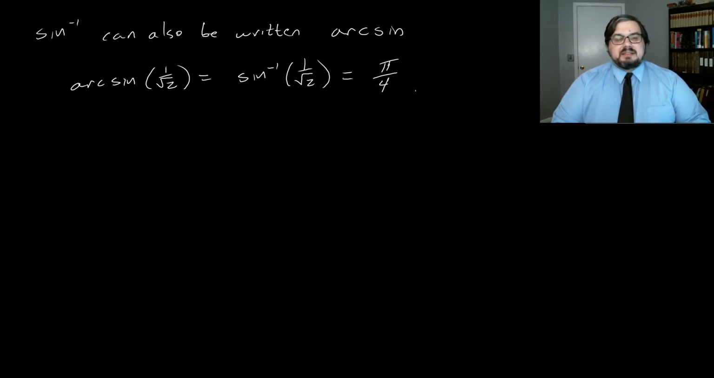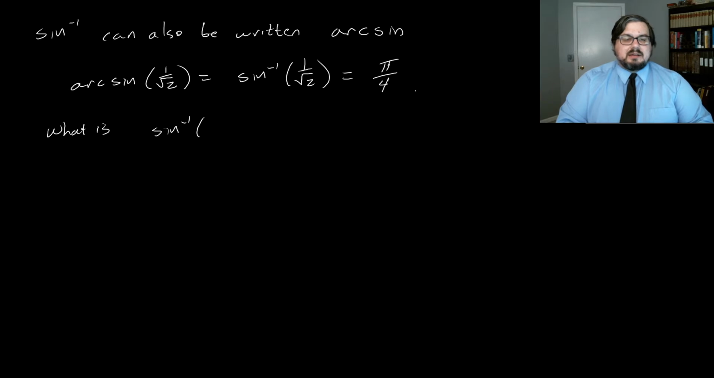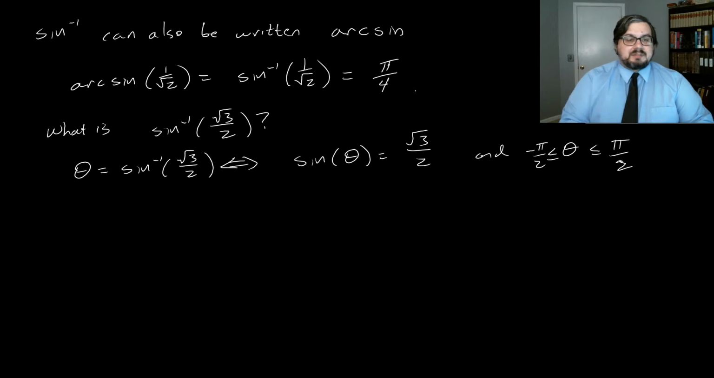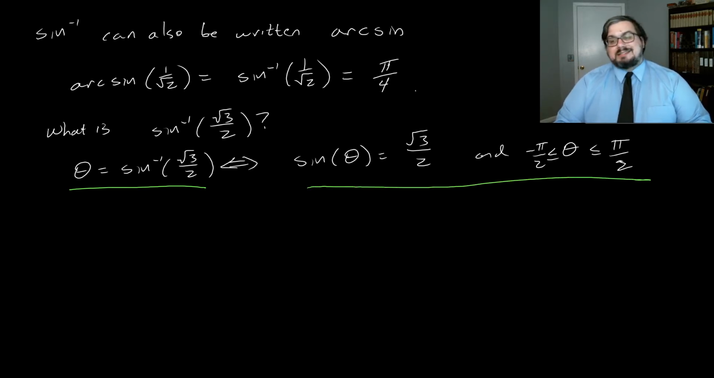Actually evaluating these inverse sines follows the same strategy that we used back when we were working on solving equations. So if I want to ask what is inverse sine of, let's say, square root of 3 over 2, well, the easiest way to do that is to simply let theta equal inverse sine of square root of 3 over 2. And that means that sine of theta is equal to square root of 3 over 2, and theta lies between negative pi over 2 and pi over 2. That's exactly what this equation on the left means. The equation on the left, theta equals inverse sine of square root of 3 over 2, exactly means this statement over here. You can always translate it back and forth that way. From here, you can work it out.